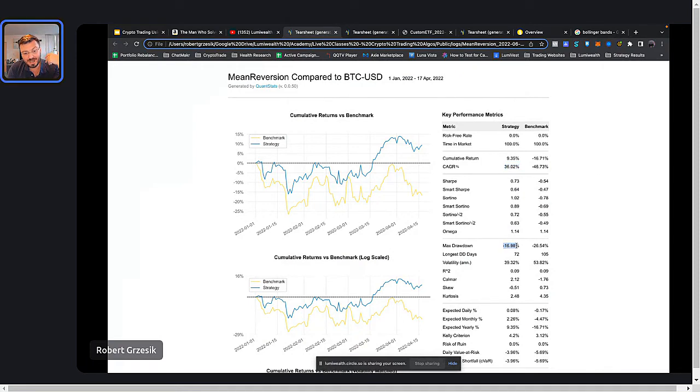Also, our max drawdown is less, right? So before we were tripling our money, but then we were taking a little bit more risk. In our case, we're actually taking less risk. Our max drawdown is lower than Bitcoin, right? So less risk in terms of max drawdown, and also less risk in terms of volatility. So we're taking less risk and we're making 80% more. That's pretty damn impressive if you ask me.